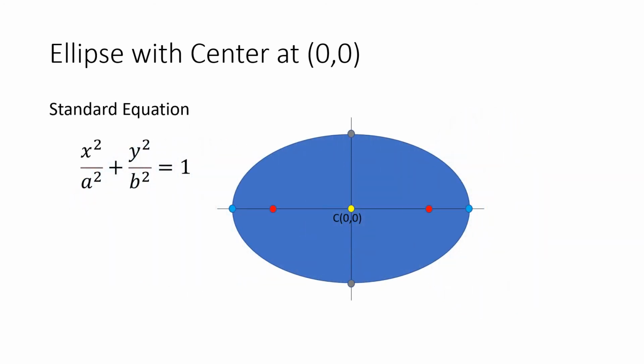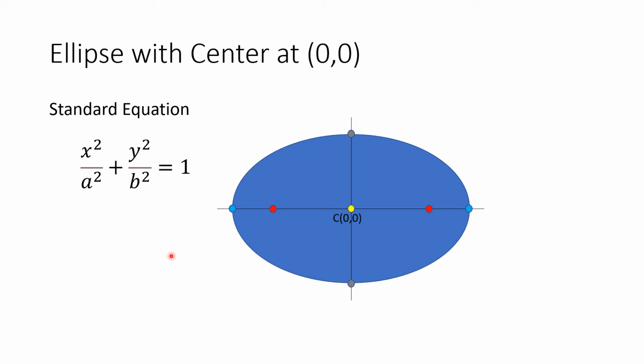The standard equation of our ellipse with center at 0, 0 and the major axis is the x-axis and the minor axis is the y-axis is x squared over a squared plus y squared over b squared equals 1. Always remember that the value of a is always greater than the value of b. Or we can say that in this type of ellipse, the denominator of x squared will always be greater than the denominator of y squared.